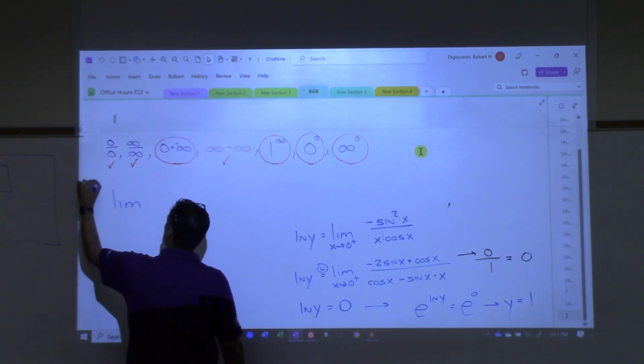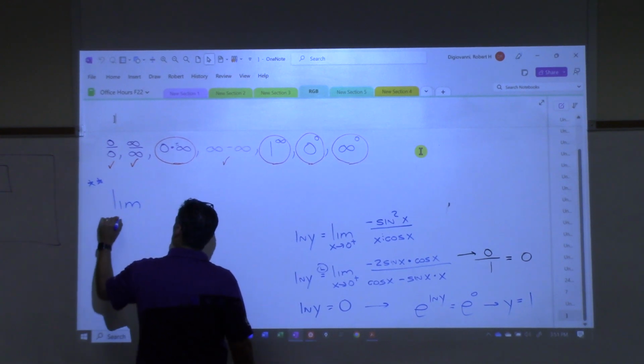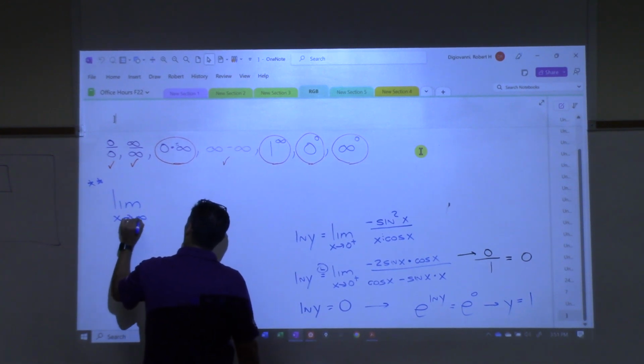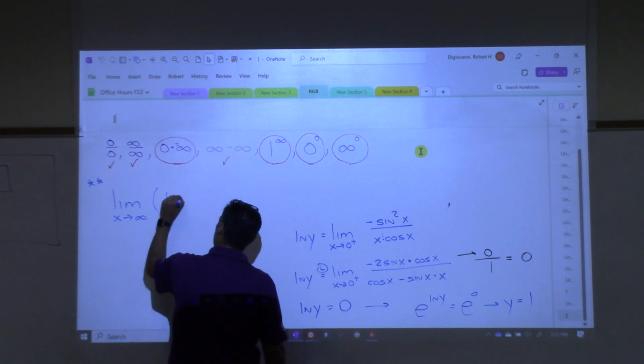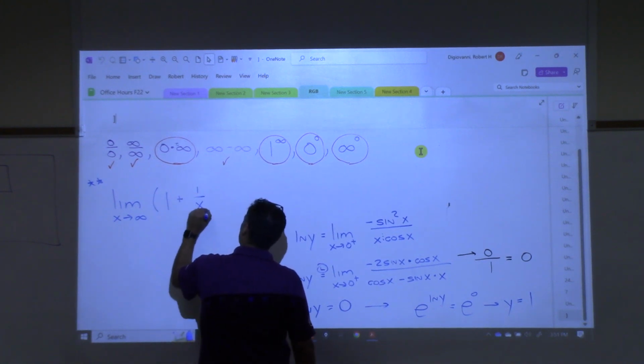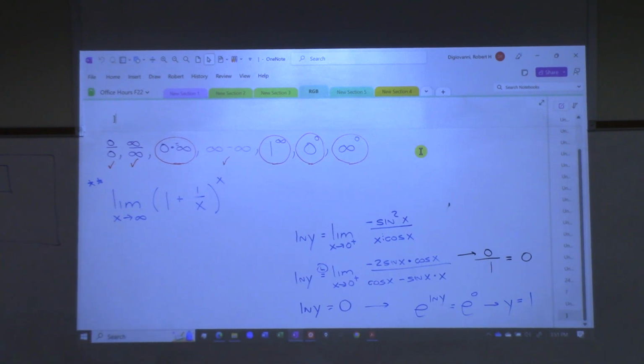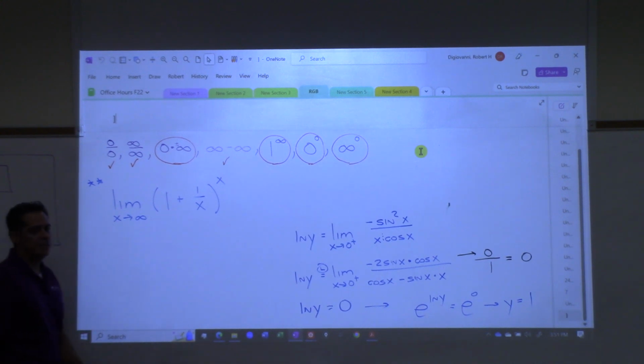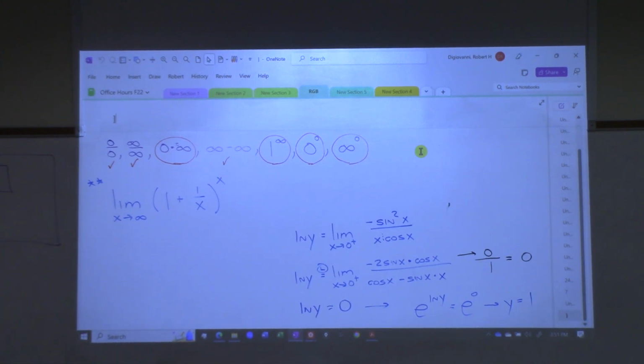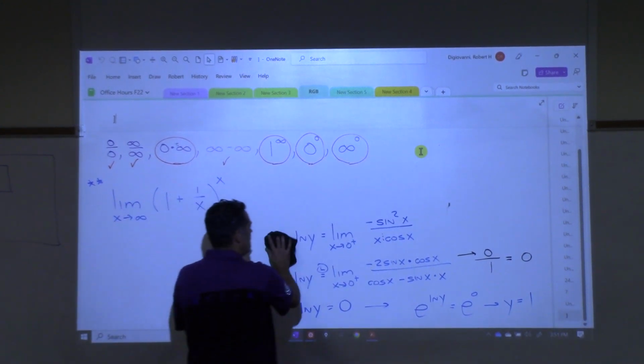Please put several stars next to this one. This is a classic problem. Classic meaning the result of this problem is a major result in Cal 1. What is the limit as x goes to infinity of 1 plus 1 over x all raised to the x? So let's first try and figure out what's going on here.